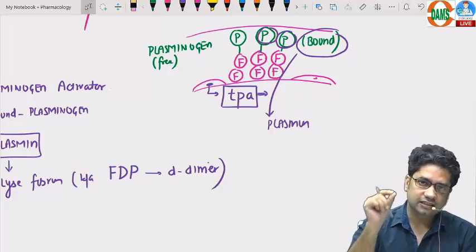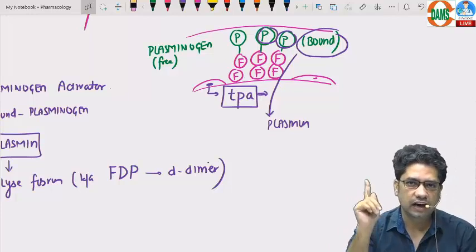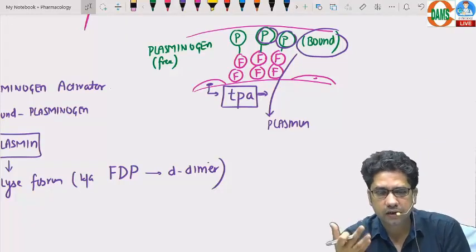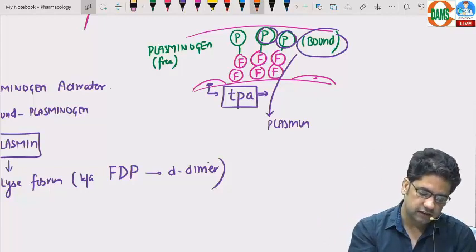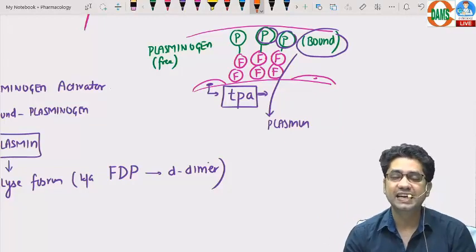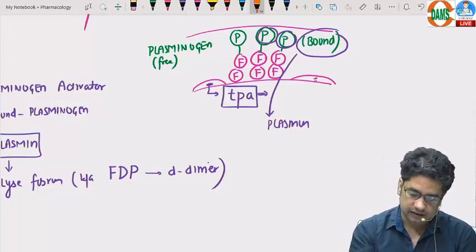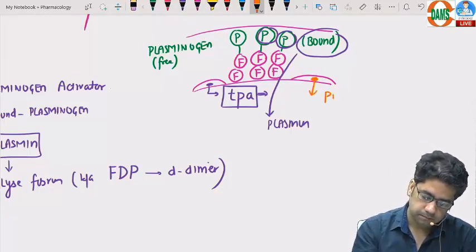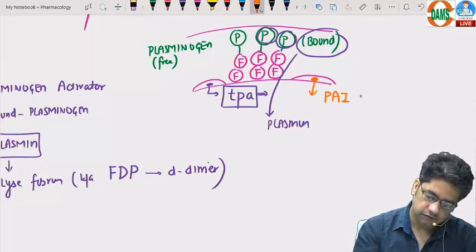So at some point, we have to prevent fibrinolysis. So when fibrin becomes excessively degraded, these endothelial cells release one molecule, PAI 1 and 2.